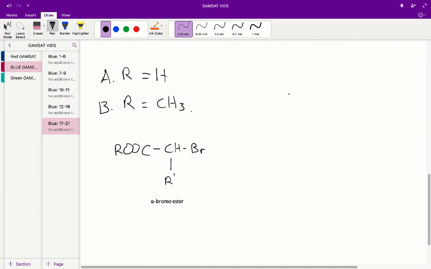So, let's go back to A and B. In A, we have R as being a hydrogen functional group, whilst in answer B, we have R as being a methyl functional group. That's the only difference between those two answers. So how does that affect our equation? If we look back to figure one, we will see on the left-hand side the template for an alpha bromo ester, and you'll notice that the R group subs into this little bit over here. So what happens if we start subbing in these respective functional groups?